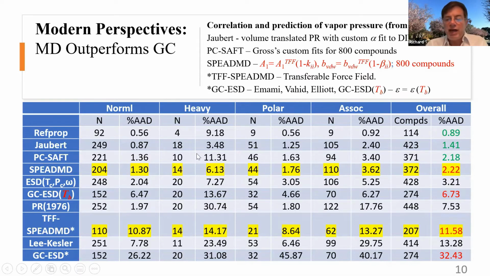The PC-SAFT equation, they did not have the DIPPR database, but they tuned it to available data in the literature that they could find. And they're doing pretty well. The SpeedMD method, what I'm calling the SpeedMD method here, is a custom fit, non-transferable version of the SpeedMD method. And so let me explain what that is.